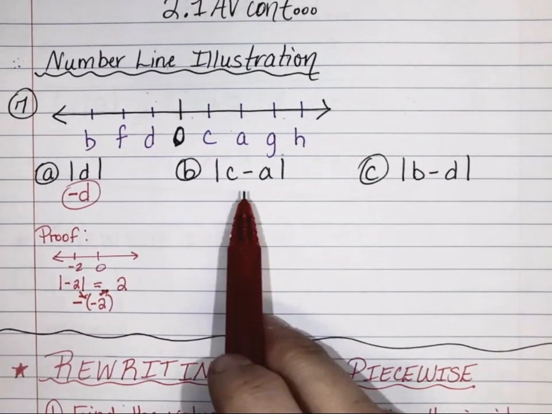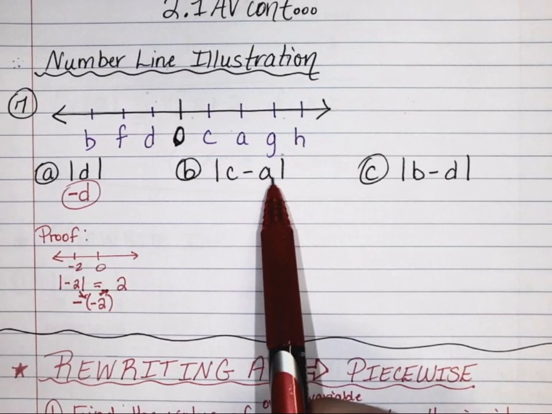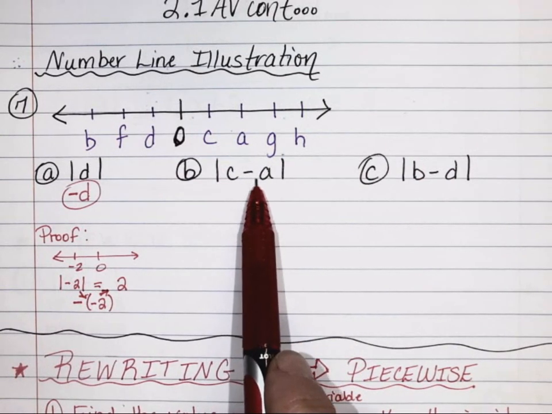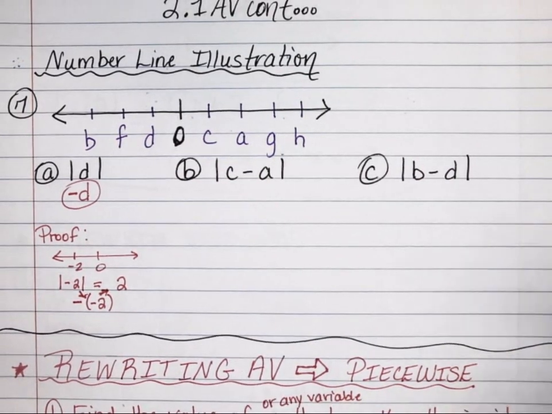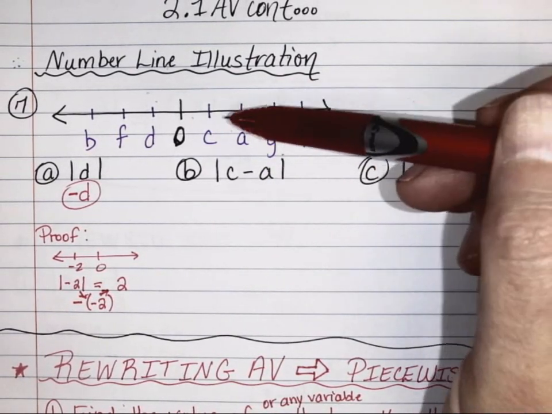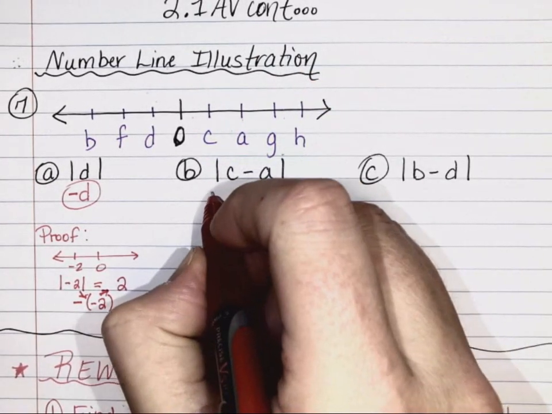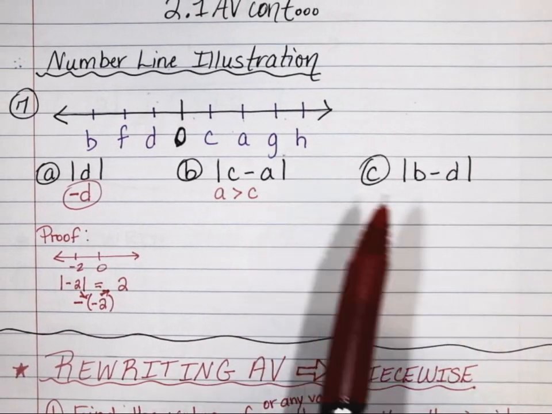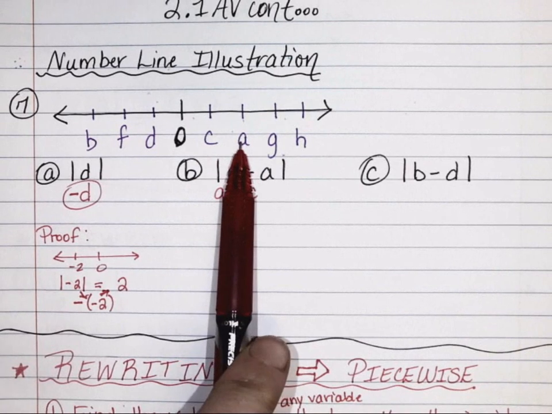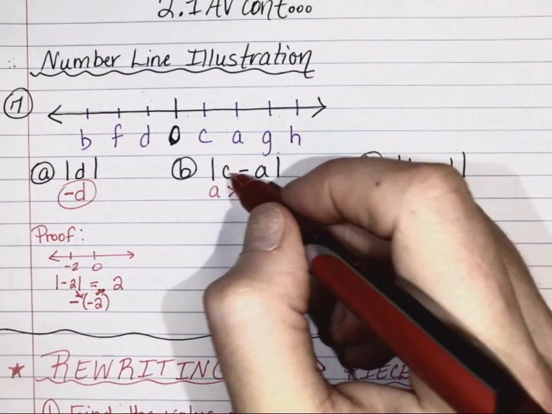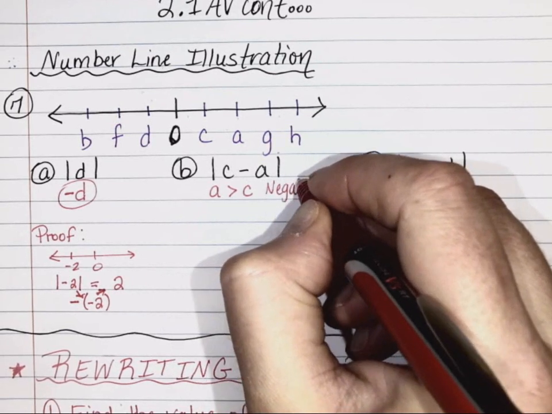Part B, you have the absolute value of C minus A, so we have to determine, based on what we have, are we getting a positive inside or a negative inside? Notice that A is farther than C to the right on the number line, which would mean that A is greater than C. So let's think about this. If you have a smaller number minus a larger number, will you get a positive or a negative? You will definitely get a negative inside. So negative inside.